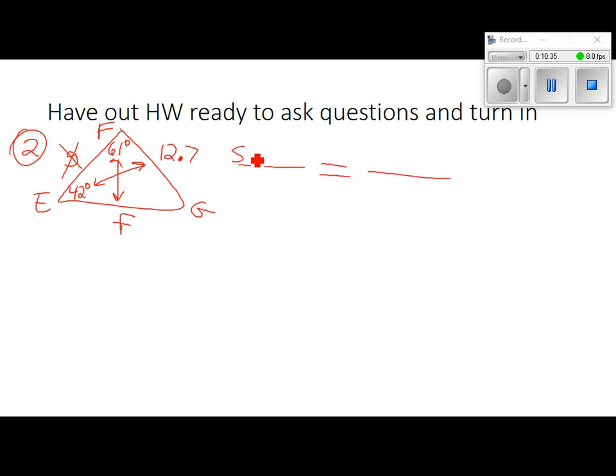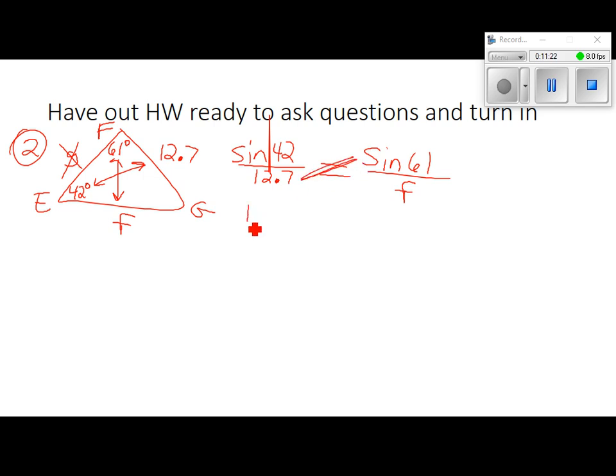Set up your law of sines, and every single time law of sines looks like this: sine of some angle over something, sine of some angle over something. What angle are we going to pick first this time? Which angle do we actually know, the angle and the side that matches up to it? So what goes up here? 42. What goes on the bottom? 12.7. Which other angle are we going to pick? 61. What does it match up to? Little f.